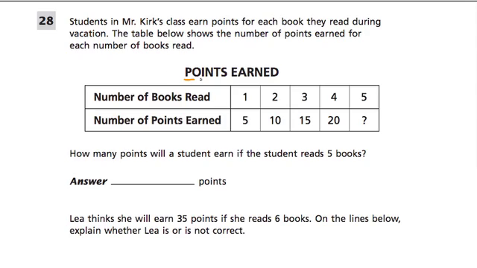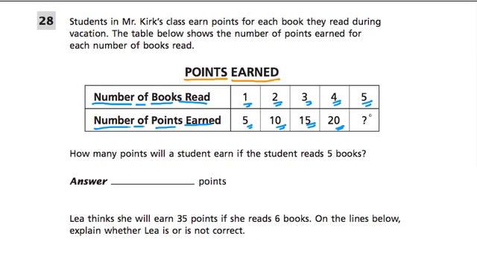This tells us the title, that this table is about the amount of points a student earned, and in the first row, this is the number of books read. And here the number of points earned. And that means if you read one book, you get 5 points. If you read 2 books, you get 10 points. If you read 3 books, you get 15 points. If you read 4 books, you get 20 points. And if you read 5 books, well, you can see it.